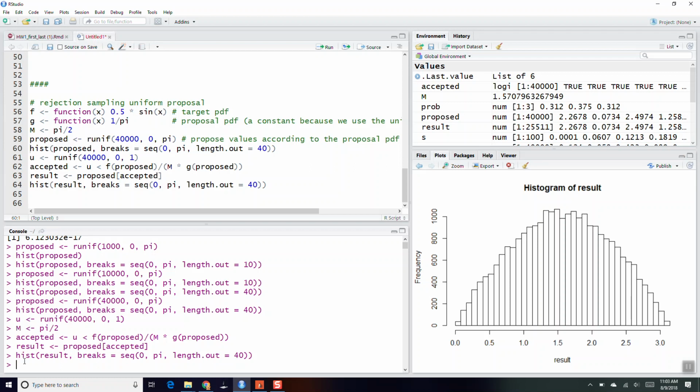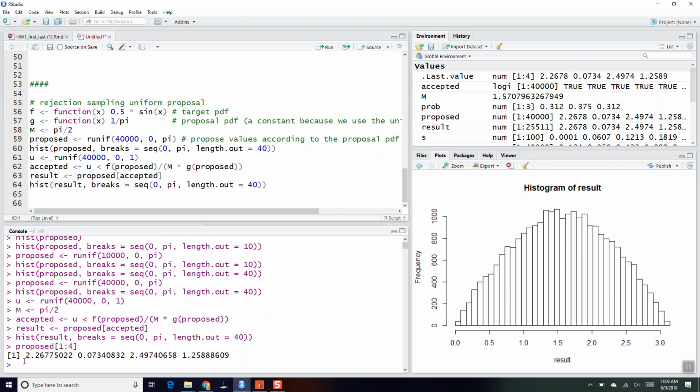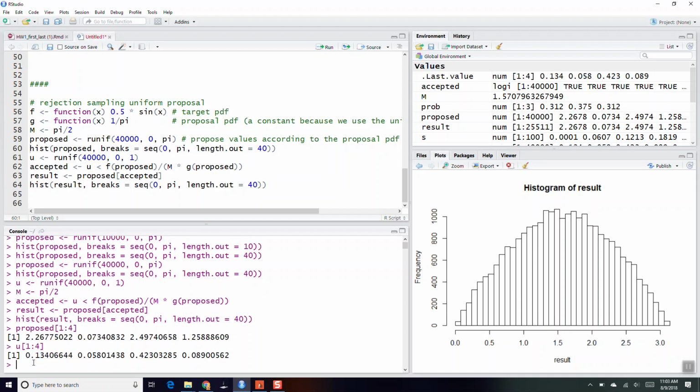So here, let me just show you. Let's look at the first 4 values that we've proposed. So we proposed the values 2.26, 0.073, 2.49, and 1.25. Okay. And then we look at the random U's that we generate. Okay. So this is the probability of, should we accept this value or not?